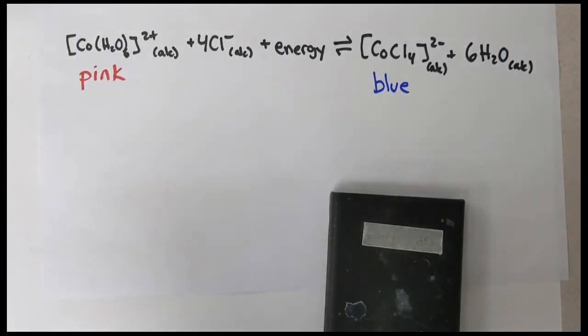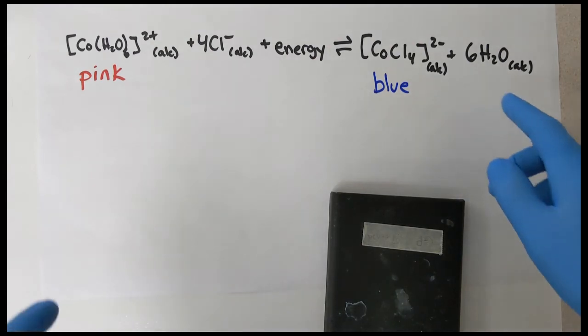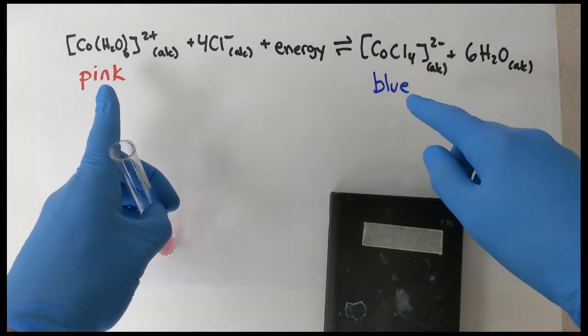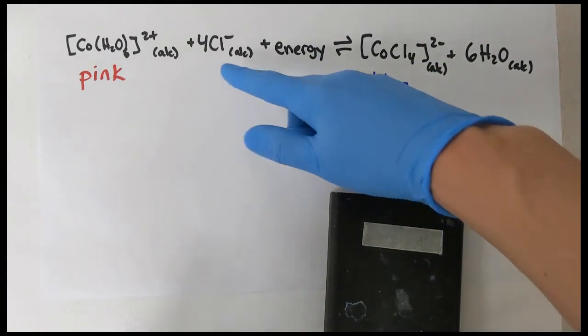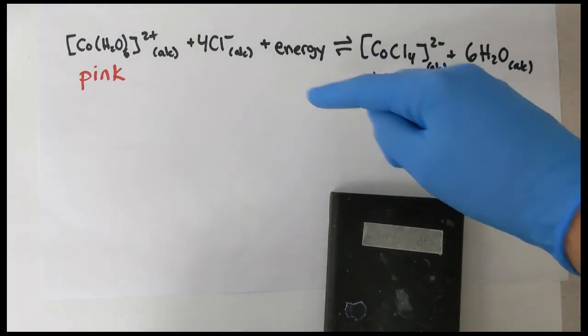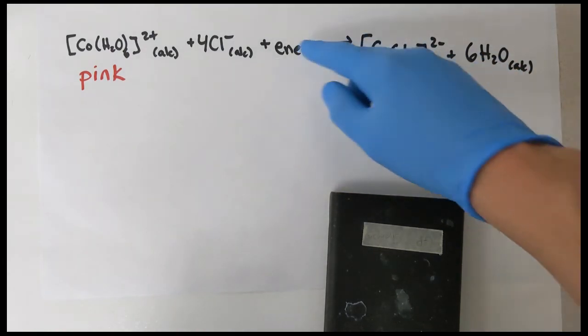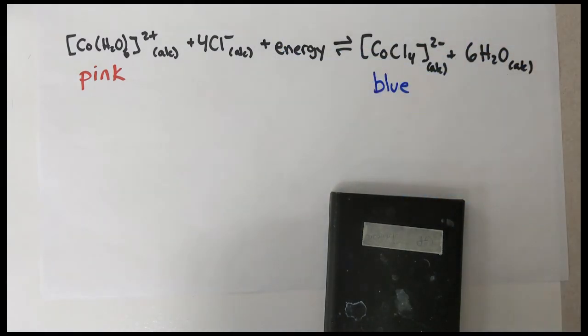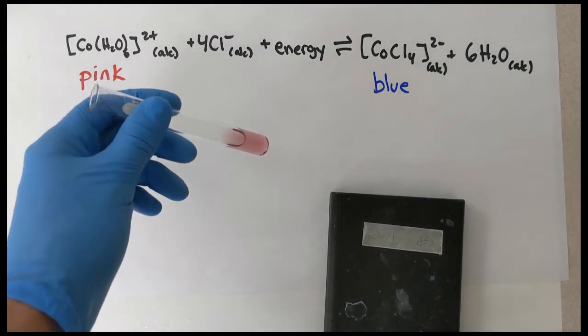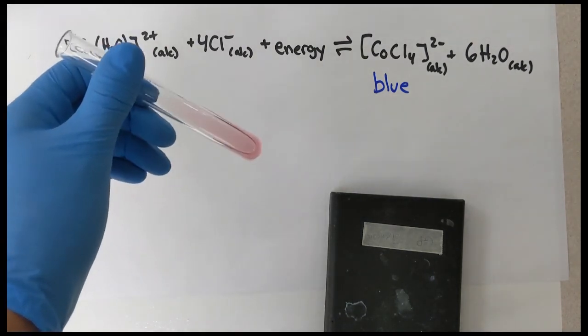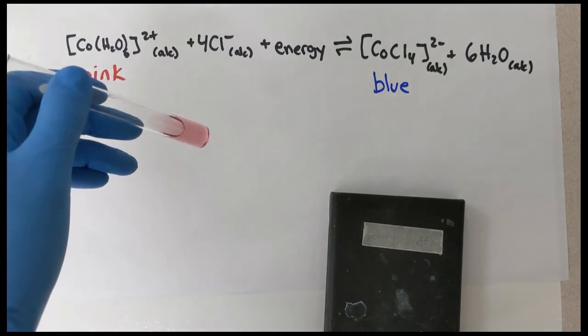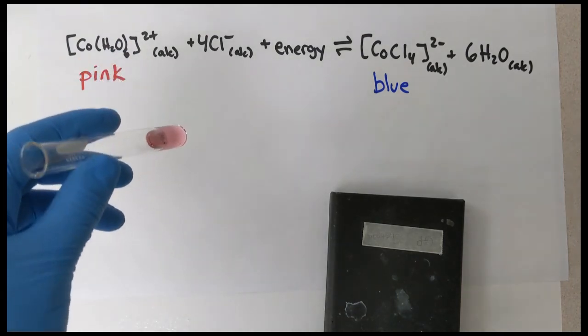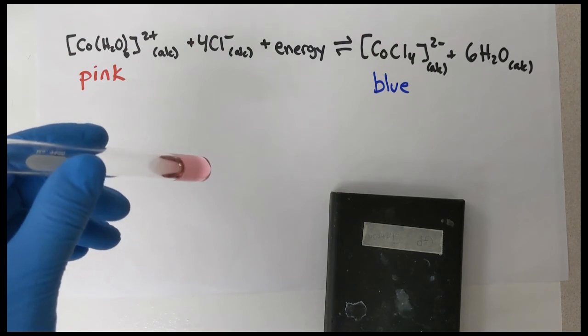So here's an equilibrium mixture that allows us to see some of these changes according to Le Chatelier. I have two different colored ions. I have a pink ion and a blue ion. The forward reaction is endothermic. The reverse reaction is exothermic. Everything's dissolved in alcohol, so changing water will affect the equilibrium. And let's see what happens with some of these different tests. This is the equilibrium mixture originally. It's kind of a pinkish color, but I can do some tests.